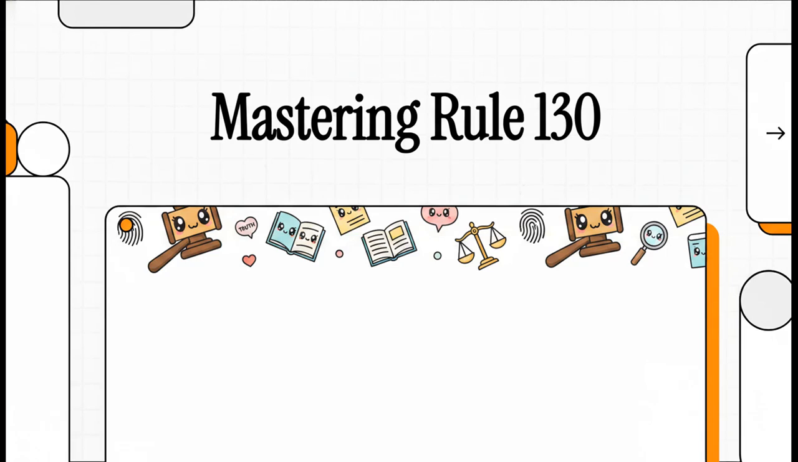Today's explainer is basically your ultimate bar review cheat sheet for Rule 130. We're going to focus heavily on what makes evidence truly stand up in court. Whether you're actively prepping for your exams or you're just fascinated by how the legal system uncovers the truth, this session is going to make these complex rules crystal clear and, most importantly, highly memorable.